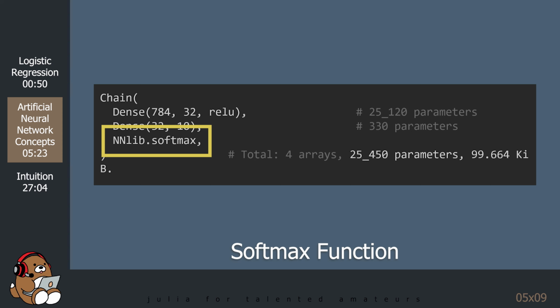For the final output, we use the softmax function. The softmax function is a generalization of the logistic function to multiple dimensions. Using the softmax function returns values that are between 0 and 1 for each element in the dimension, and then normalizes the dimension so the values add up to 100%.